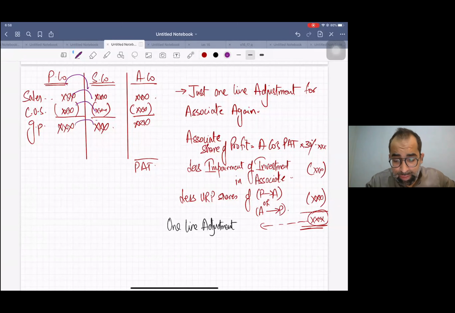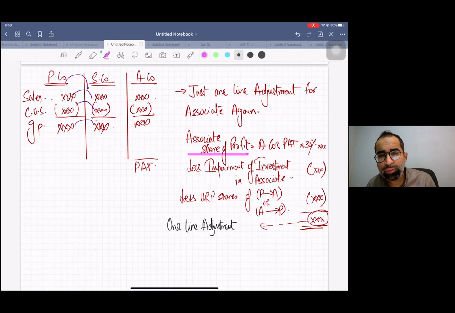But with associate, never do adding together. Only one line adjustment. With associate, never ever do adding together. Only one line adjustment. That's it. Okay. So what's that one line adjustment? The name of that one line adjustment is associate share of profit. And how do we calculate associate share of profit?